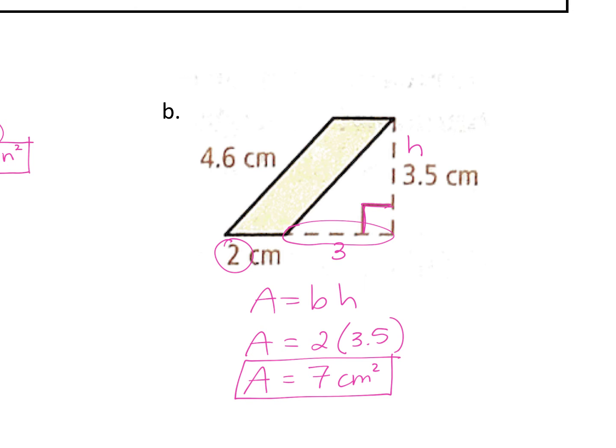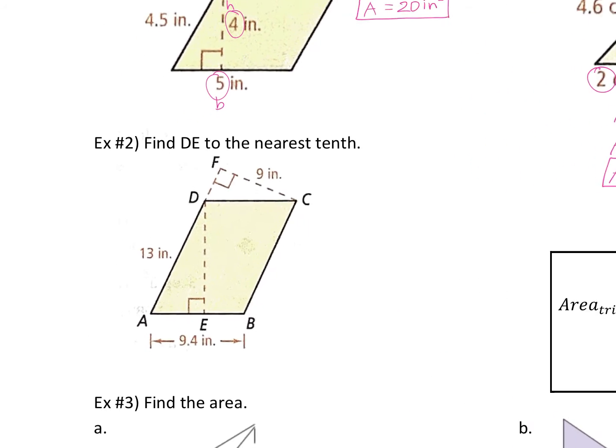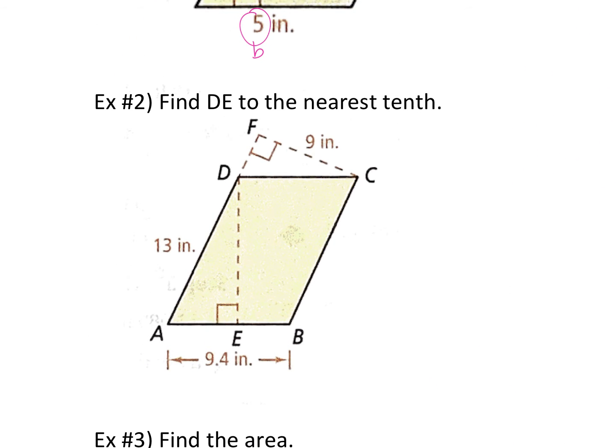Okay, so now we're going to take this idea and get a little fancy with it. Example number 2 says find DE. That's this one right here. We'll just call that X for now. Find DE to the nearest tenth. Take a look at that and think through: is there some way I could find X?